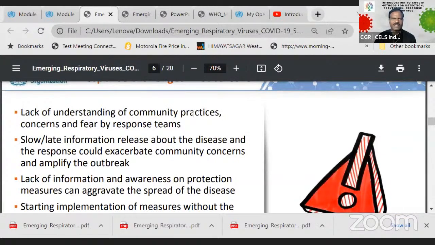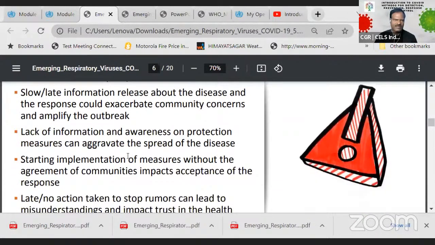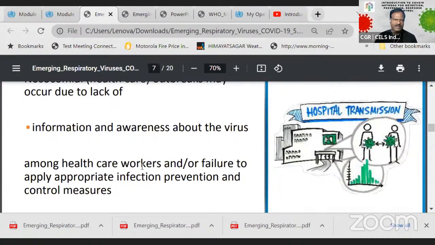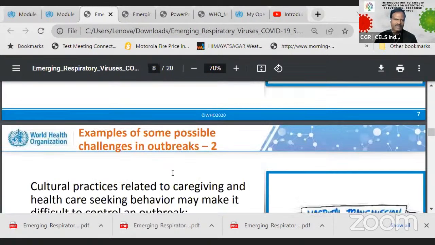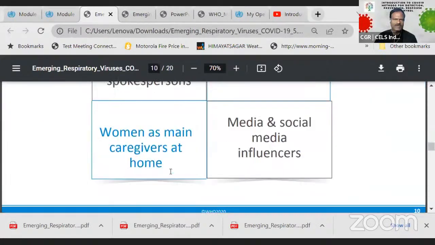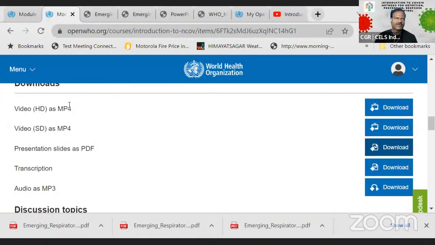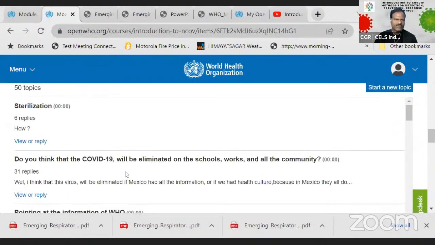So the challenges are lack of understanding of community practices, concerns, and fear by response teams, slow or late information release about the disease, and lack of information and awareness about protection measures. So like that, all these are important. So this is also an easy chapter for you. So let me come down to the quiz.